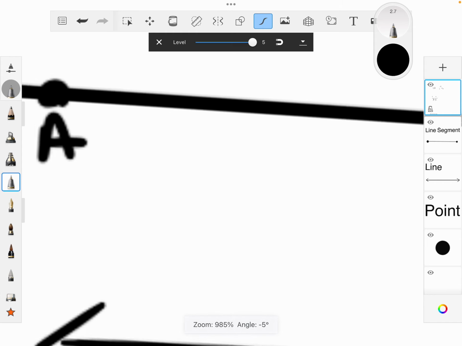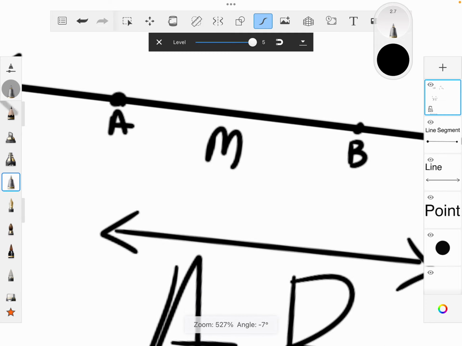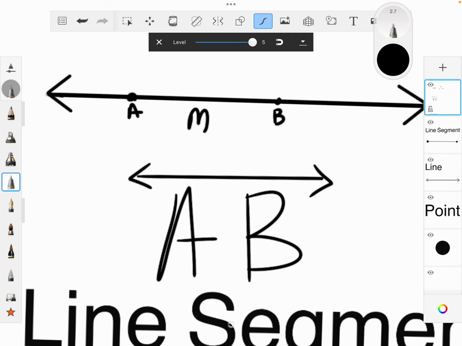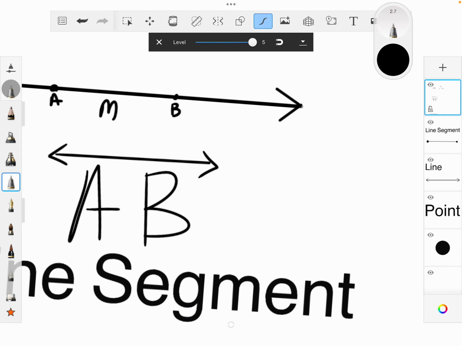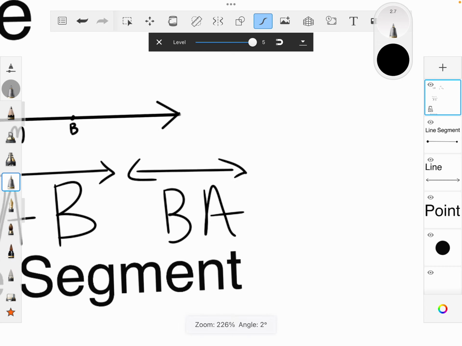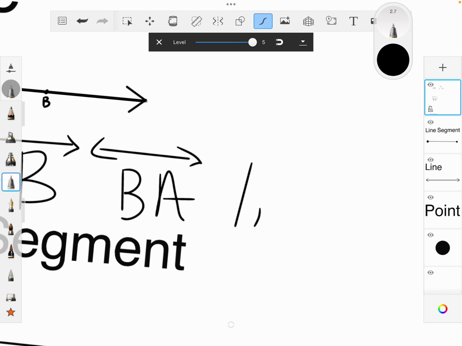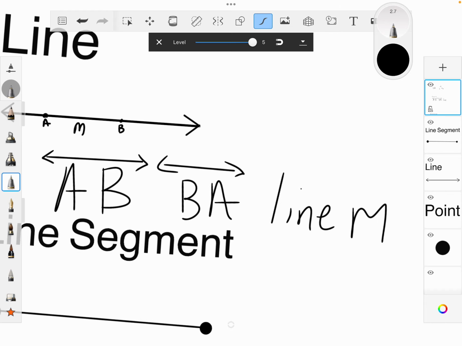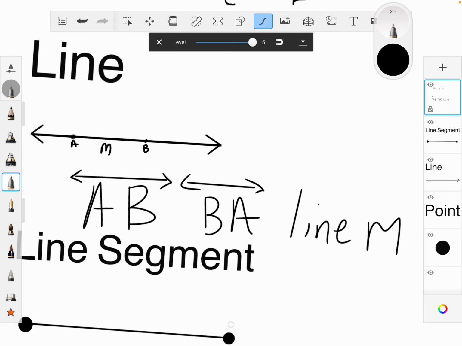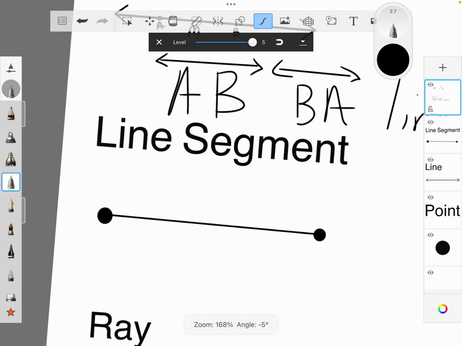Okay, now you could also have it like this. So you could denote this as either line AB, line BA, or line M. Okay, now that should be simple enough. So let's move on to line segments.